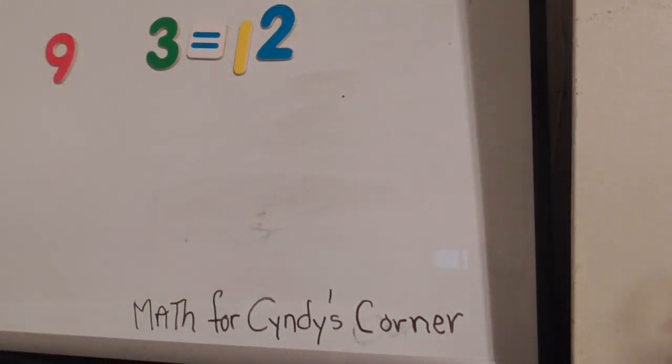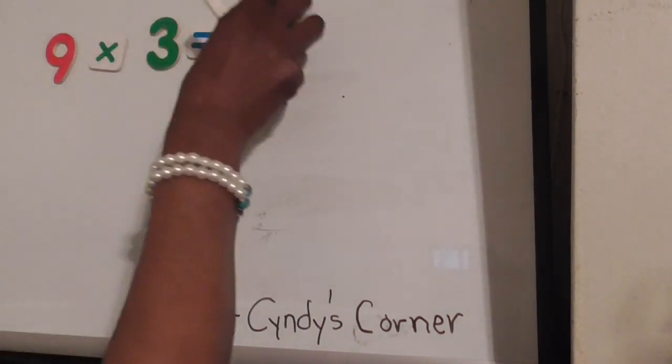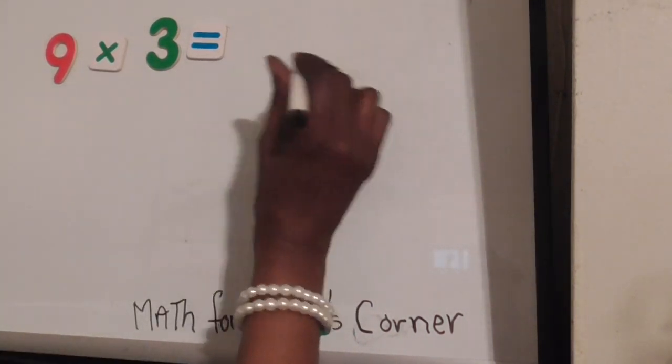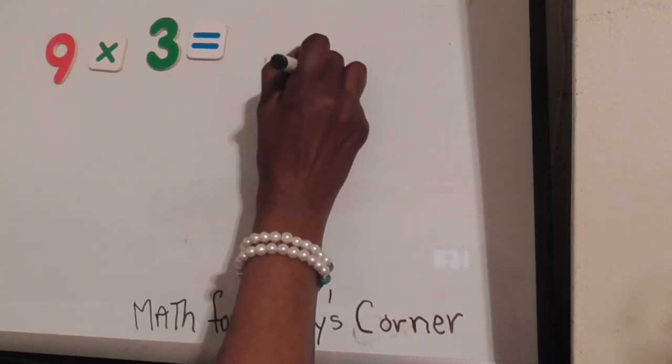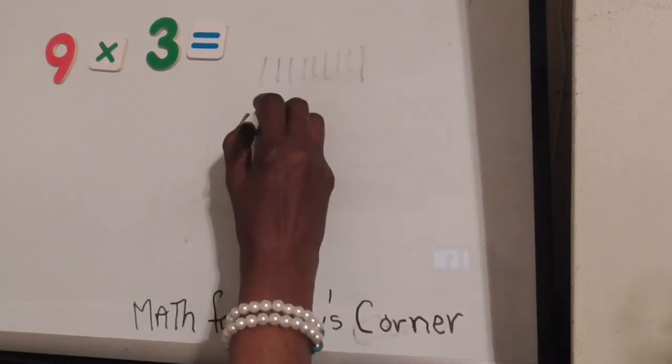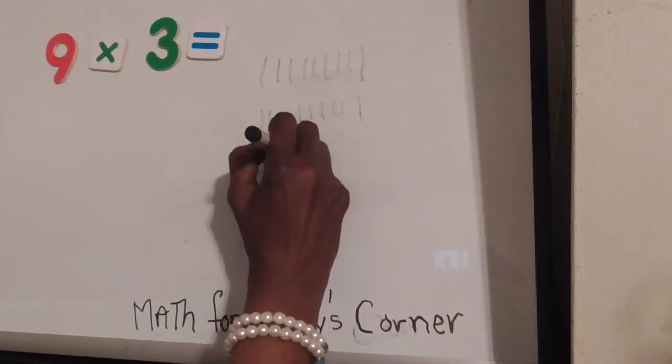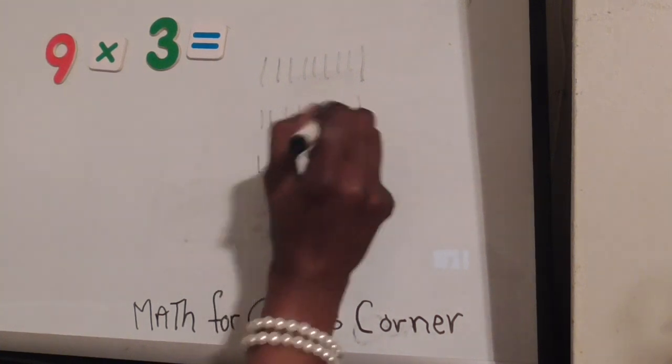What if we're going to multiply 9 times 3? What do we do then? At Cindy's Corner, we know what we're doing. We're going to do this. 1, 2, 3, 4, 5, 6, 7, 8, 9.